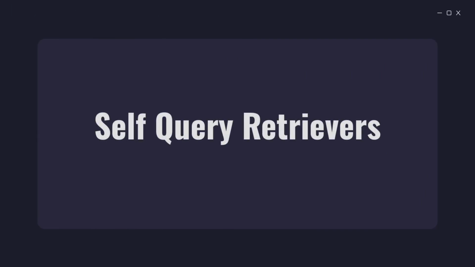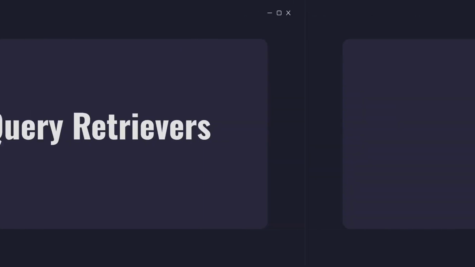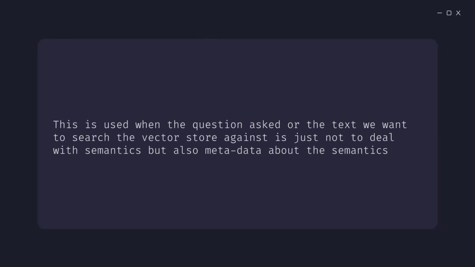Once we have that out of the way, is there any other technique? Yeah, there's one more technique called self query. So how does self query retrieval work? It's used when the question asks about not just the semantics of the text we want to search the vector store against, but also metadata about the semantics.